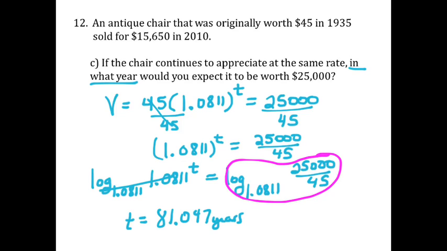So remember that our equation was representing the value of the chair since 1935. So we need to take our 81 years and add that to 1935, and we get the year 2016. So in the year 2016, our chair would be worth $25,000.